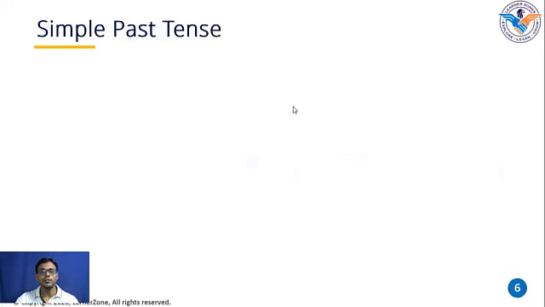Since we have already completed all the 4 parts of present tense, simple present tense, present perfect tense and present perfect continuous tense, we are going to simple past tense now. So let us see the formula and the structure of the sentence. The formula of simple past tense is S plus V2 plus O. Just try to recollect the formula of simple present tense. The simple present tense formula is S plus V1 plus O. Here in the simple past tense it is S plus V2 plus O.